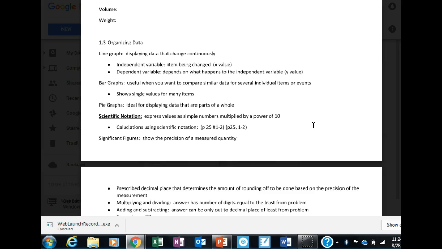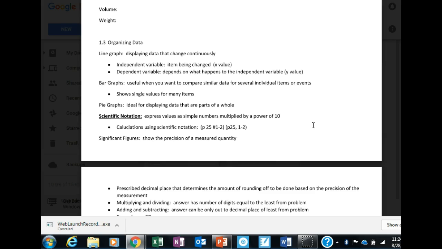Bar graphs are going to show single values for many items. They're useful when you want to compare similar data for several individual items, like the size of our bubbles. When we used the one type of gum, we compared those items.